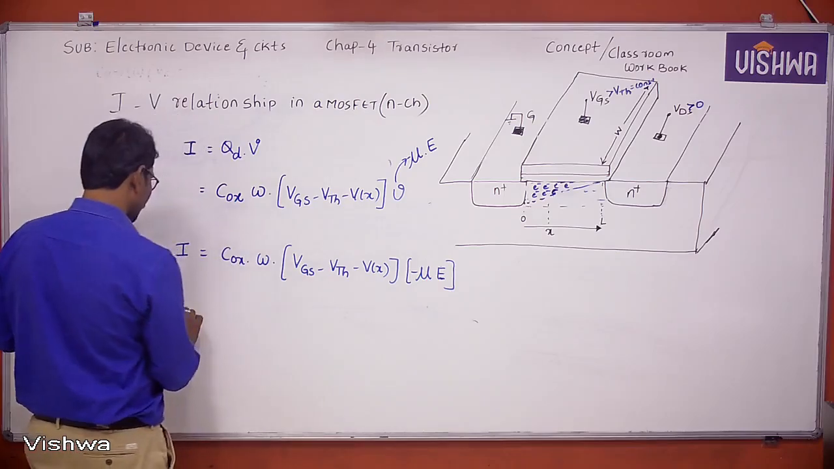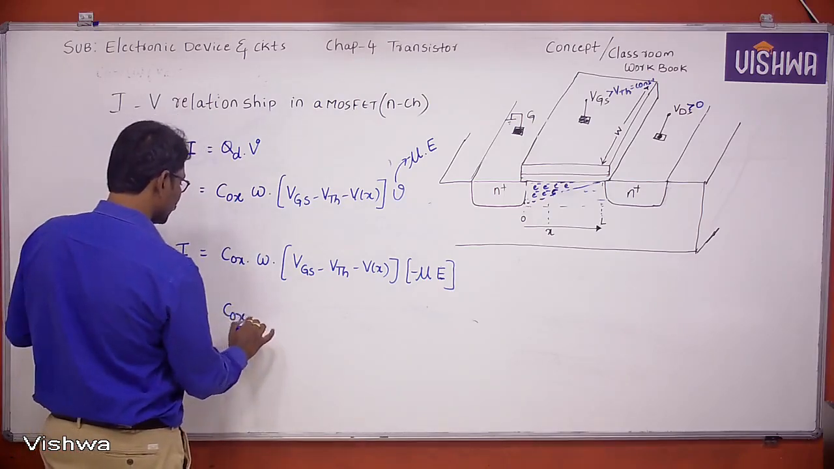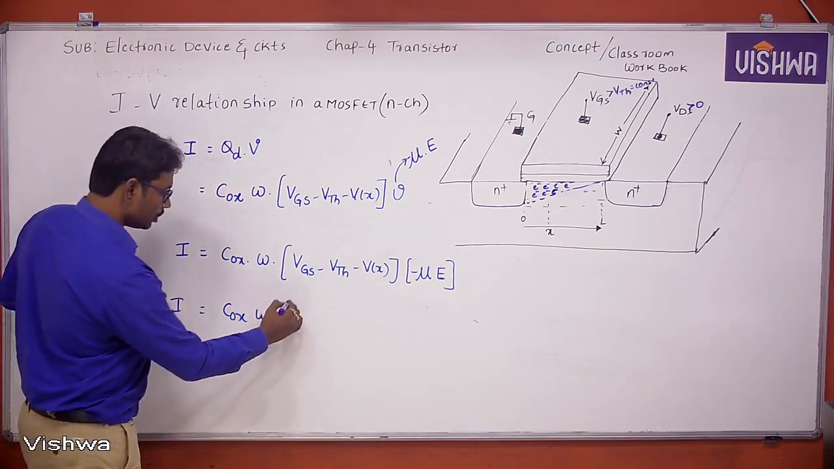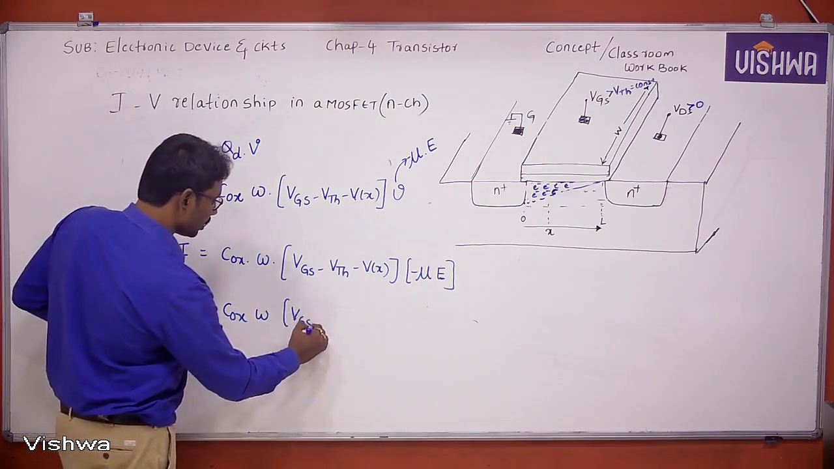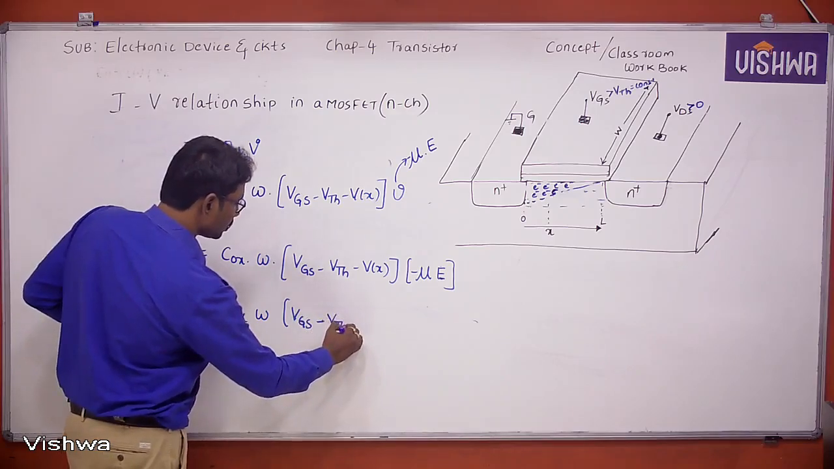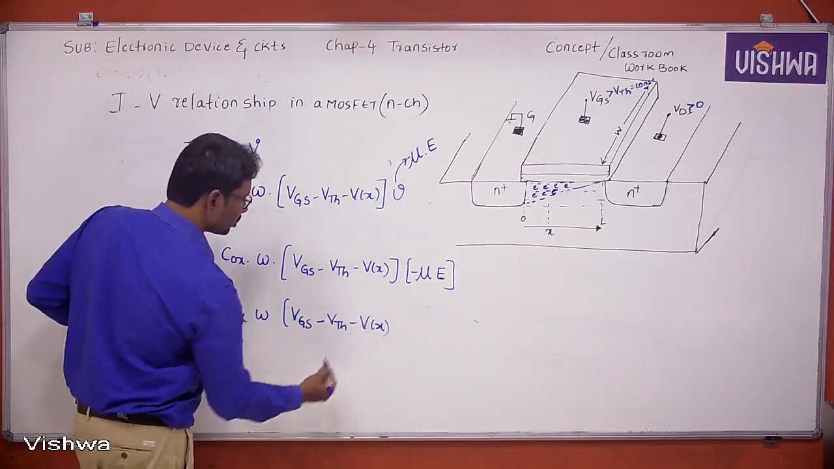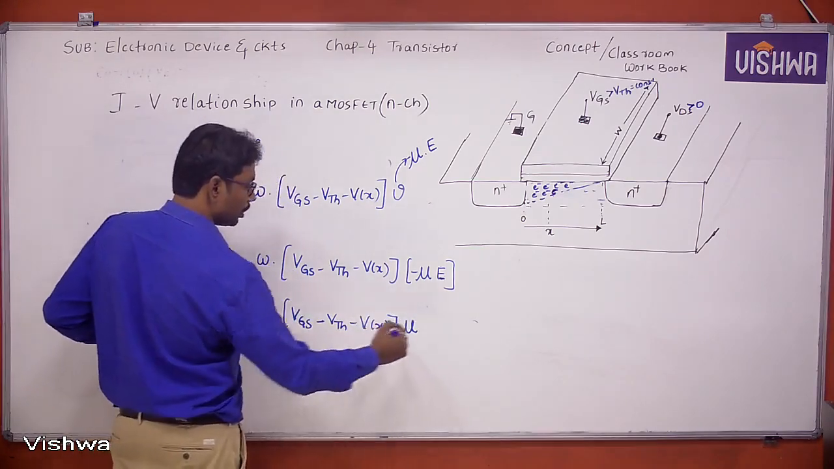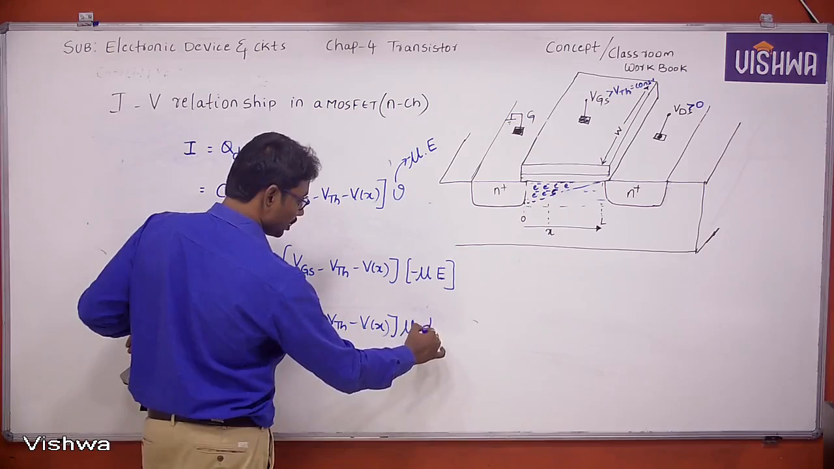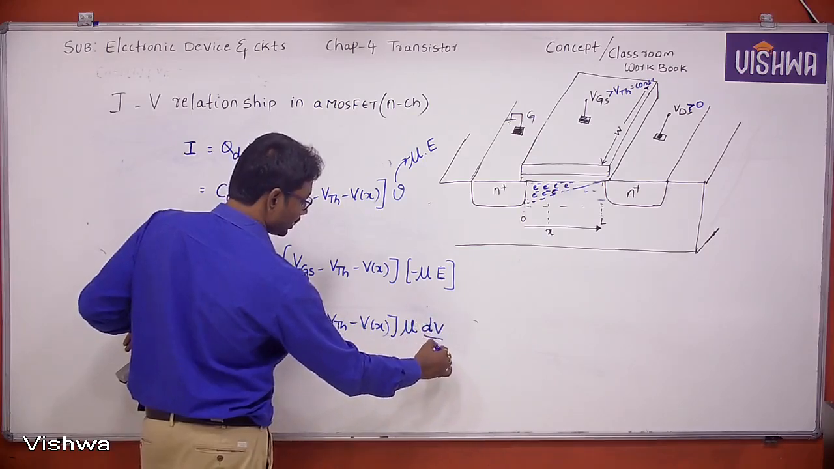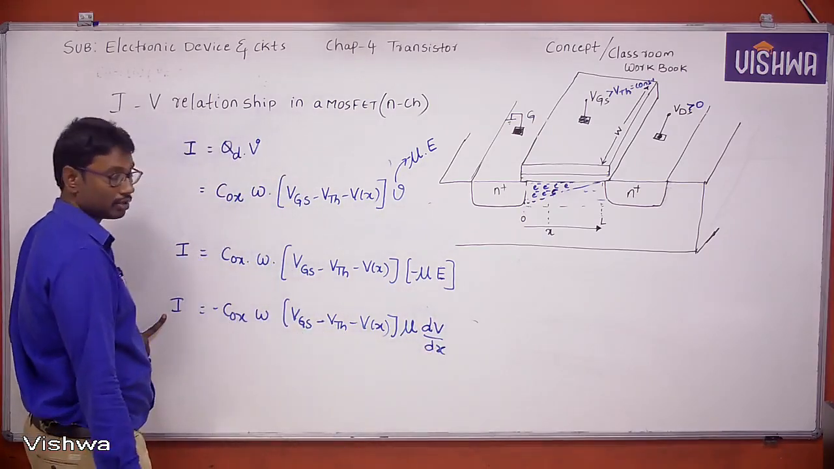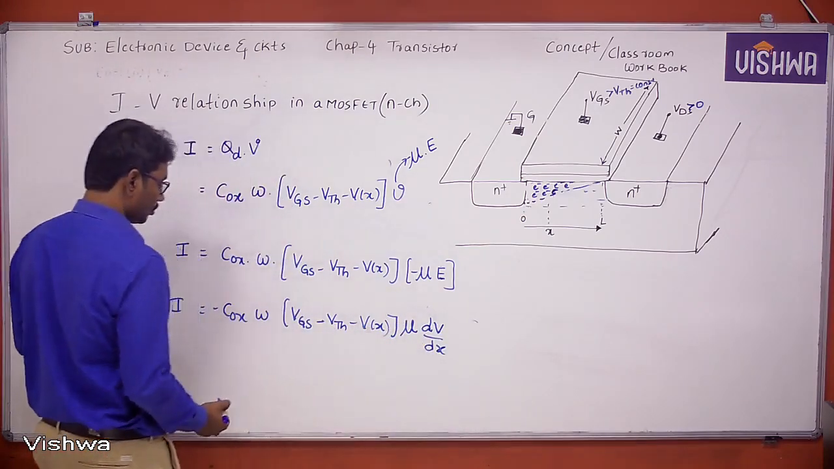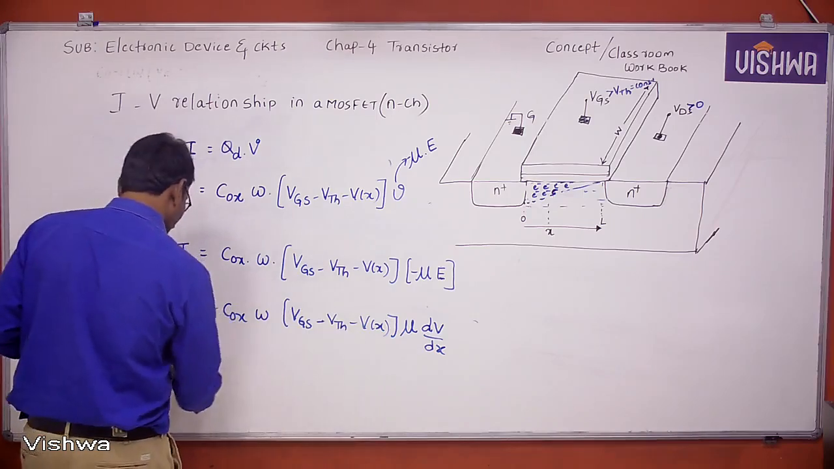Now what is I here? I is nothing but COX into W into (VGS minus VTH minus V of X) into mu into the electric field. What is electric field in terms of voltage? That is dV by dx, voltage per unit distance. Next, just rearrange this equation.